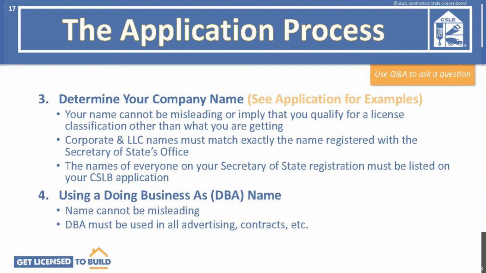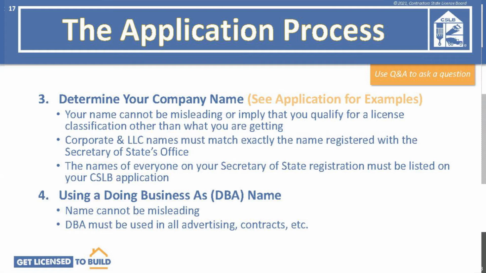The next step is determining your company name. Take a look at the application for examples. Some things to keep in mind: your name cannot be misleading or imply that you qualify for a license classification other than what you are getting. For example, if you're going to apply for a C36 plumbing license, you cannot have a company name of John Smith Plumbing Construction, Heating and Drywall.